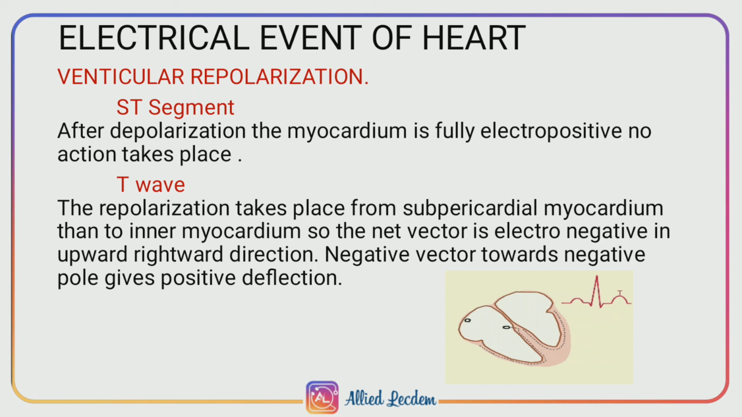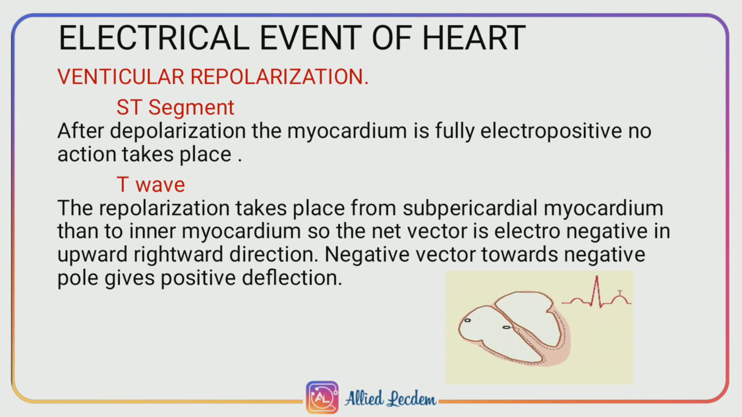Ventricular repolarization. After the S wave, the cell will be completely electropositive, so there will be no deflection noted. That is, the ST segment will be flat and noted on the isoelectric line.